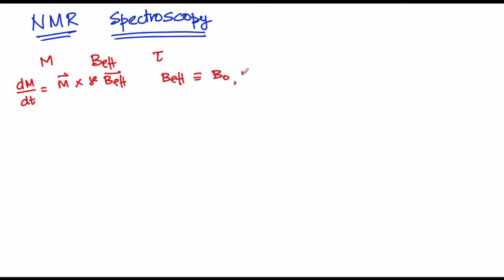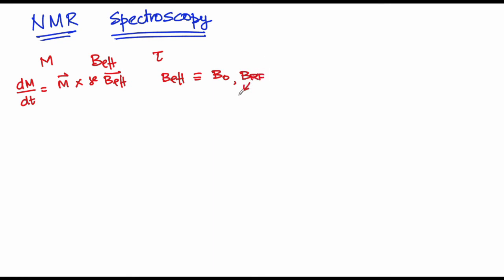In the previous week of lectures, we were able to understand that the magnetization that arises due to the presence of nuclear spins in a sample gets affected by the applied magnetic fields, as they experience a torque. The rate of change of magnetization is given by the cross product of M cross B effective with a gamma, where the B effective comes up due to the external magnetic field B naught and the RF field that is applied.